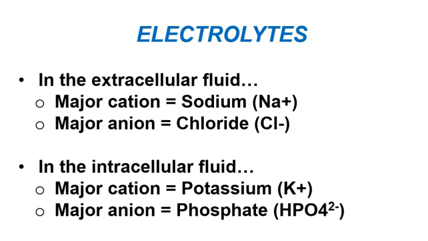In the extracellular fluid, the major cation, which is the major positively charged ion, is sodium, and the major anion, which is the major negatively charged electrolyte, is chloride. In the intracellular fluid, the major positively charged cation is potassium, and the major negatively charged anion is a phosphate molecule.